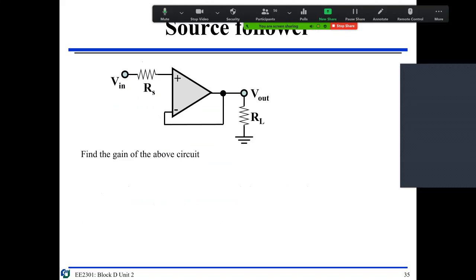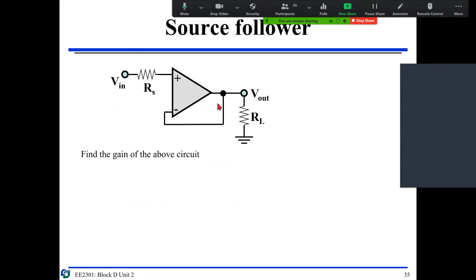So this is a typical inverting amplifier, okay? So let's try to see what's going to happen. So this is called a source follower. You have seen this already, okay? So we assume everything we are talking about with op-amps here is the ideal op-amp. Ideal op-amp means the current here is 0. No current flows in. Find the gain of the above circuit.